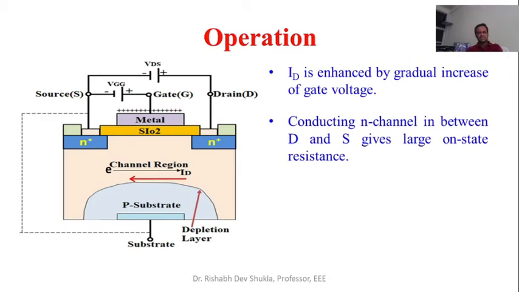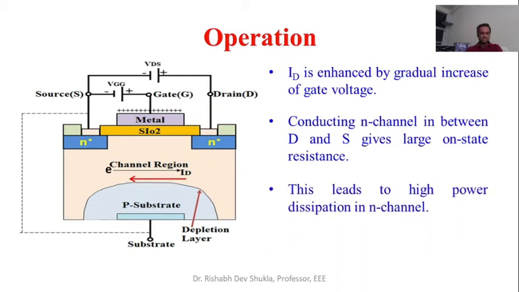Here ID is enhanced by the gradual increase of gate voltage. If you increase the gate voltage, our drain current is also going to increase up to a certain limit. The conducting N channel between drain and source gives a large on-state resistance. This leads to high power dissipation in the N channel. So these kinds of devices are suitable only for low power applications because of this high RDS on.